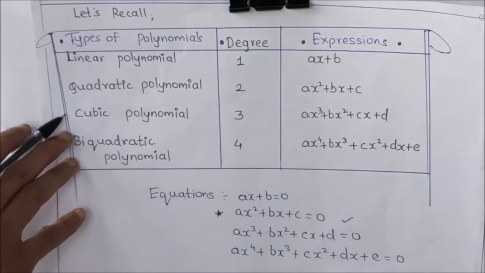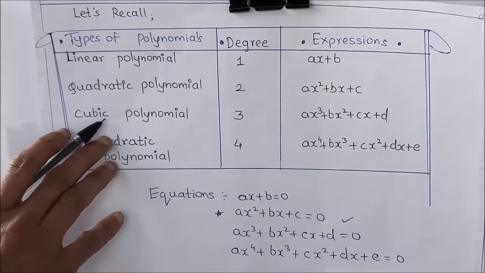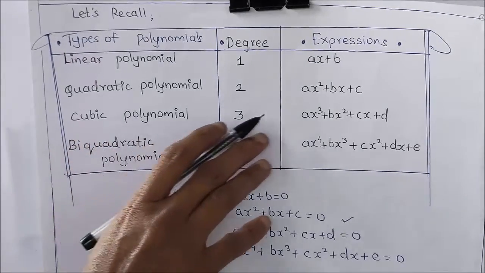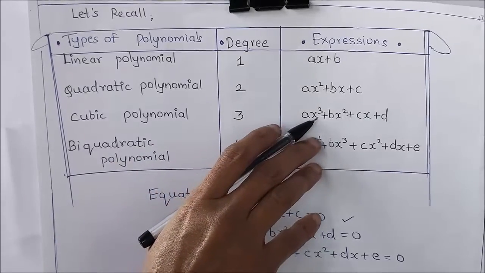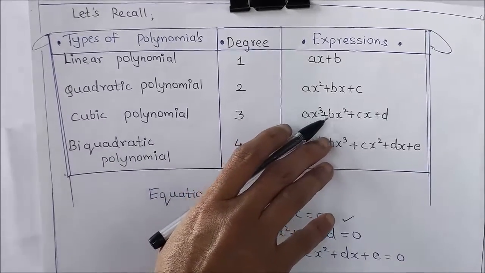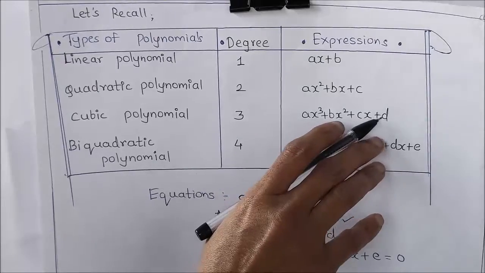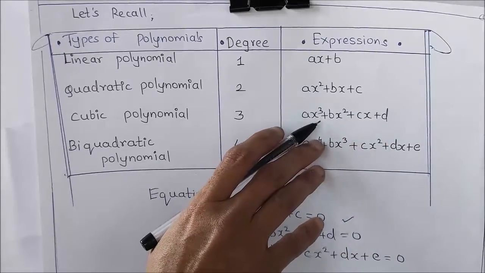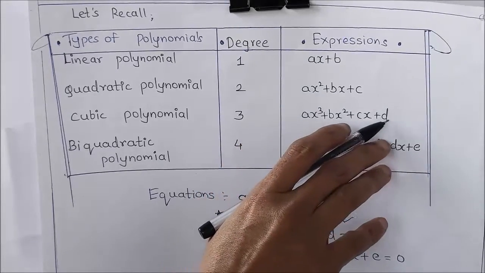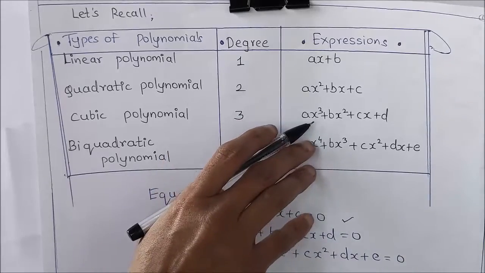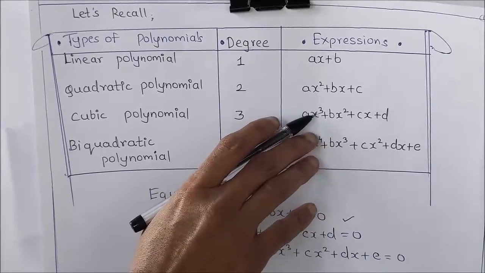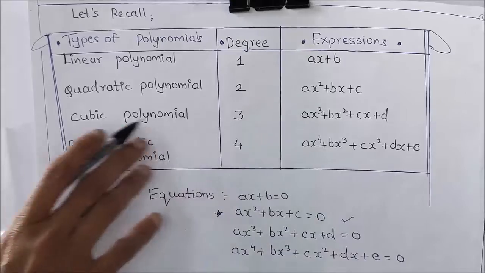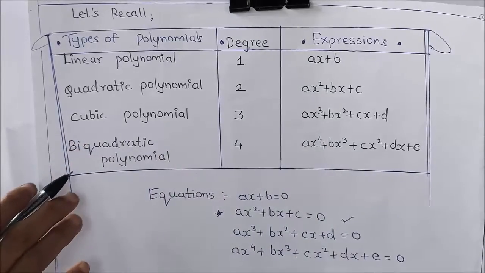In the third type, cubic polynomials, we can write the expression as ax cube plus bx square plus cx plus d. Here, for variable x, the maximum index is 3. So, we call it cubic polynomial.